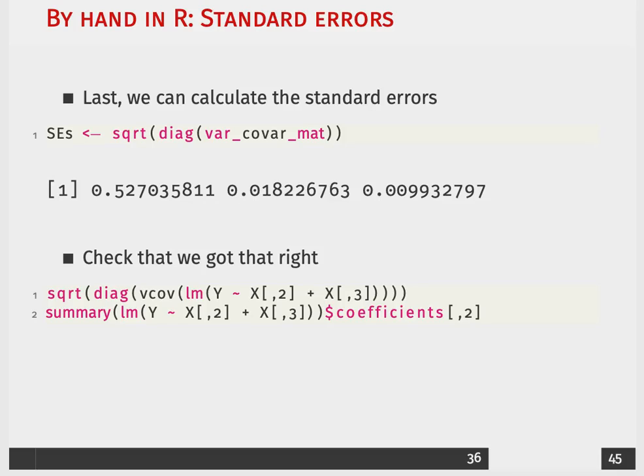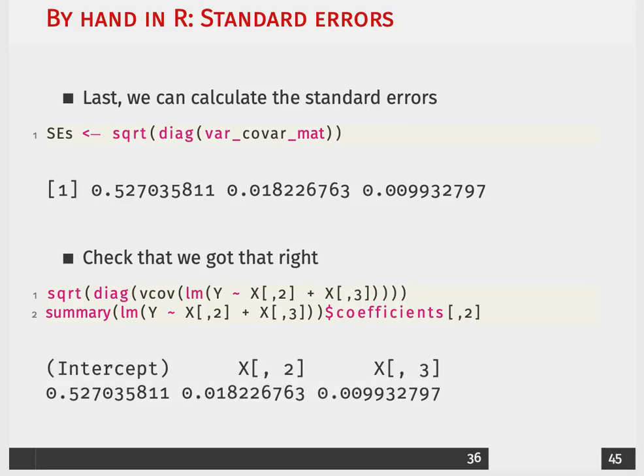One, by doing the exact same thing that we just did by taking the square root of the diagonals of the variance covariance matrix. Or what's easier is we can just take the summary of our model, and the second column of that summary is going to give us the standard errors. And so again, we can see that we did this correctly.